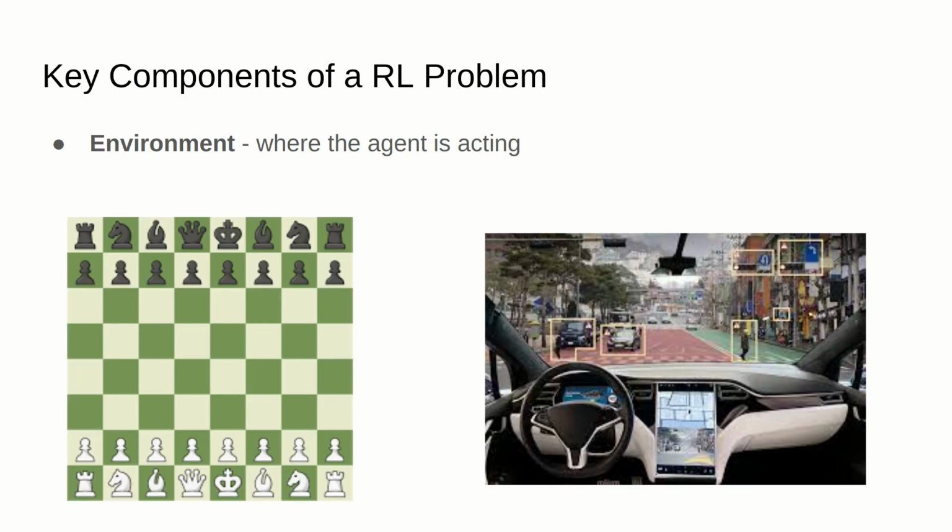The next key component of an RL problem is the environment, which is where the agent is acting. This could be a video game like chess, in which the agent is able to observe the positions of its own pieces as well as the positions of the opponent's pieces. For things like self-driving cars, their environment could be the real world, in which the agent, which is the car, is able to observe traffic signals, pedestrians, and other cars.